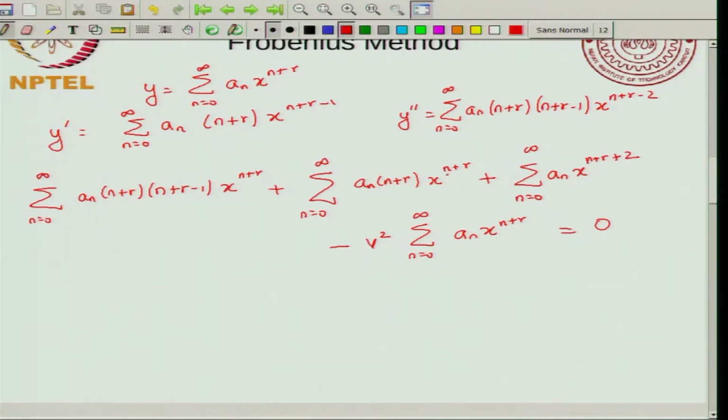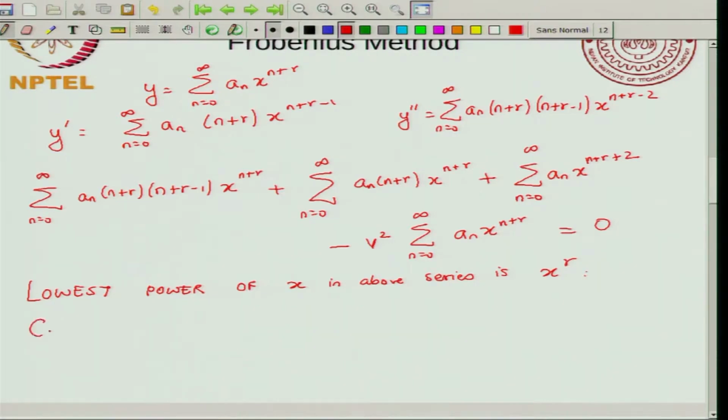If n equal to 0 you have x raised to r. If n equal to 0 here you start from x raised to r plus 2, and if n equal to 0 here you have x raised to r. So the lowest power of x in the above series is x raised to r.